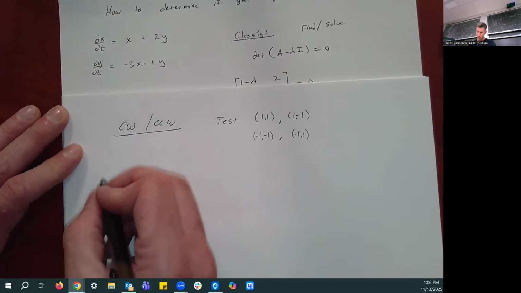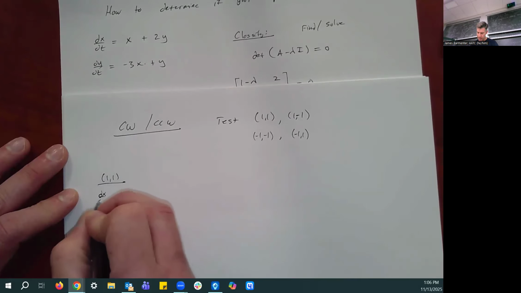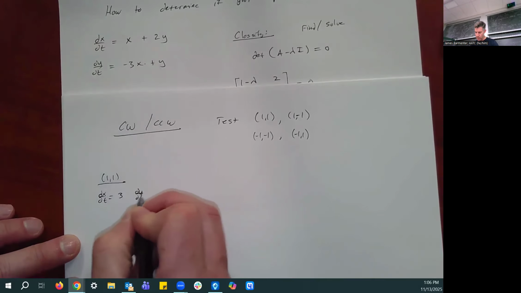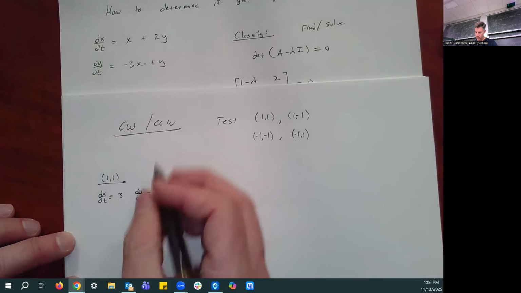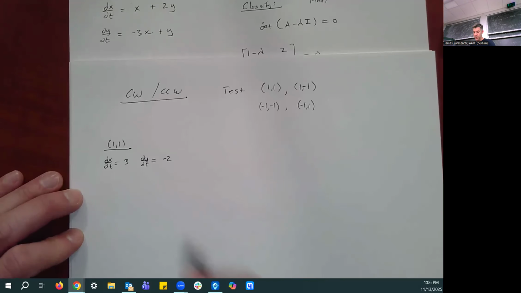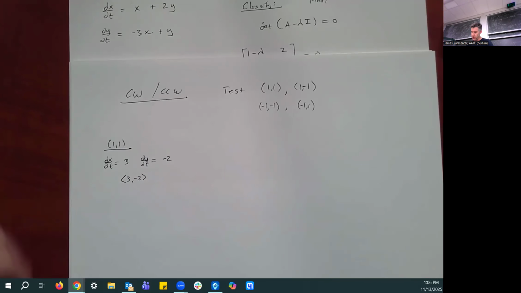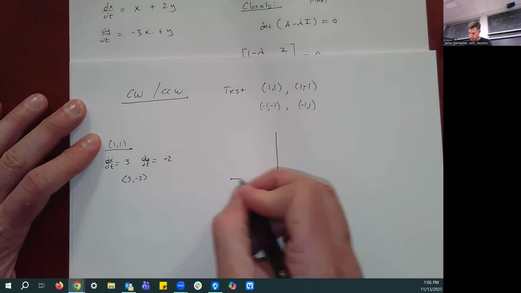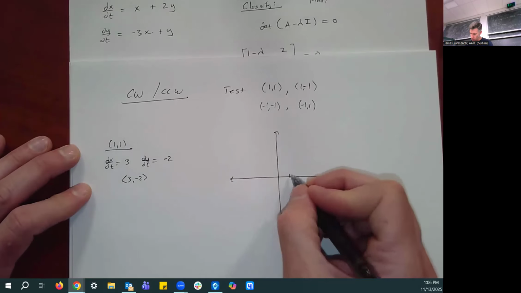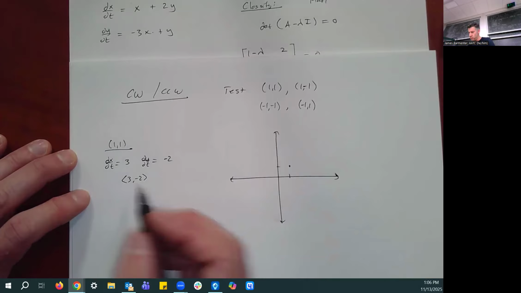What I want to point out, I'll point out as we do it. So let's test the point (1, 1). dx/dt is going to equal 1 plus 2, and dy/dt is going to equal -1 plus 1, -3 plus 1. So our vector is pointing 3 right and 2 down. So if I start drawing things, I go over to the point (1, 1), and I say, okay, I'm pointing right and down, a little more right than down.